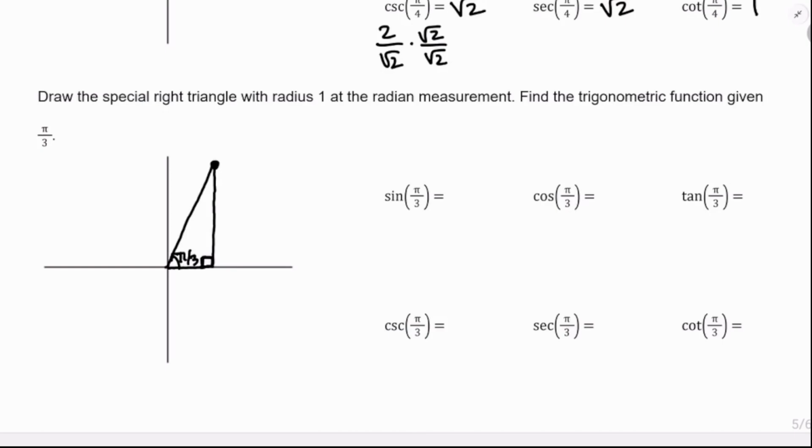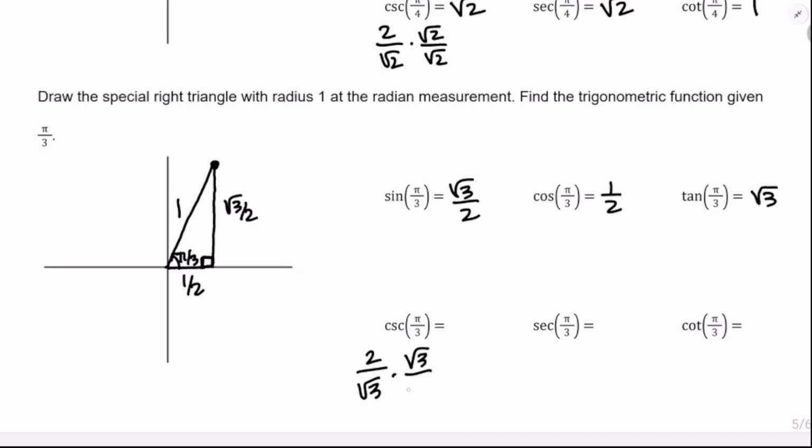Okay, and because it's a 30, 60, 90 triangle, and we're drawing a reference triangle, the hypotenuse is going to be 1, the short side is a half, and the long side is root 3 over 2, long leg at least. So sine of pi over 3 is opposite over hypotenuse. Cosine is a half. Tangent is going to be root 3 over 2 divided by a half, which is like multiplying by 2, and so that's going to equal the square root of 3. And cosecant, we're going to flip sine, so it'll be 2 over square root of 3.